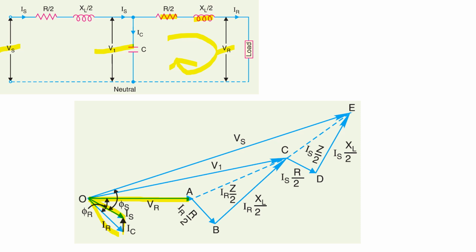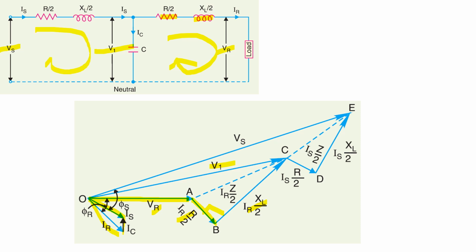So I can write the expression of V1 equal to VR plus the voltage drops. This is the voltage drop across resistance, which is in phase with IR. Remember that this is not in phase with Is. This IR into R by 2 is in phase with IR, and this is 90 degrees. This is IR into XL by 2. So the phasor sum of VR, IR into R by 2 and IR into XL by 2 gives me V1.